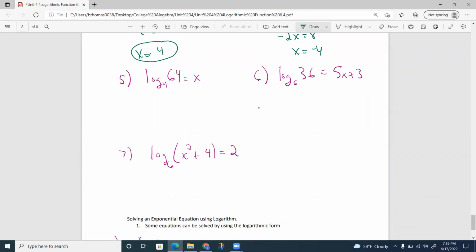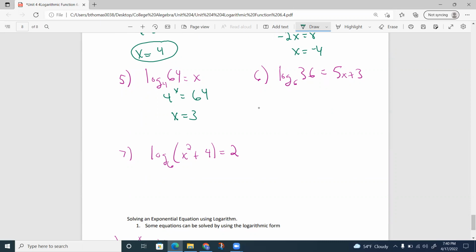So if I have the log of 64 base 4 equals x, again, I can write this in exponential form as 4 to the x equals 64. Again, 4 to the power of what is 64? I think we did this earlier. We learned that x equals 3. 4 times 4 is 16. 16 times 4 would be 64. So that would be the answer to that problem.